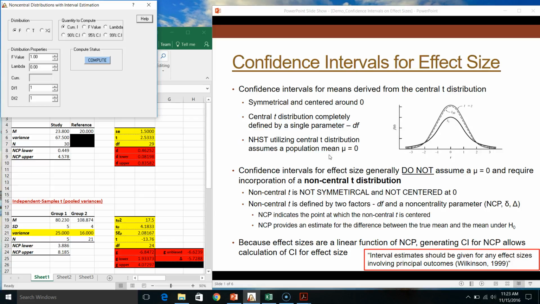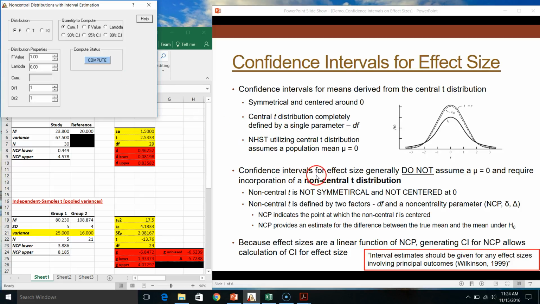Going back through, remember that for calculating our confidence intervals around effect size, our effect sizes aren't distributed on a normal central T distribution. We have a non-central T that we need to use in order to calculate our confidence intervals on effect size. This is where Steiger's non-central distribution for interval estimation tool, we had the link, becomes helpful. Once we calculate our effect size, we have our point estimate, but in order to calculate the confidence interval around it, we need to enter our test statistics in order to get an upper and lower limit for the non-centrality parameter, and then we back translate that into confidence intervals around our effect size.